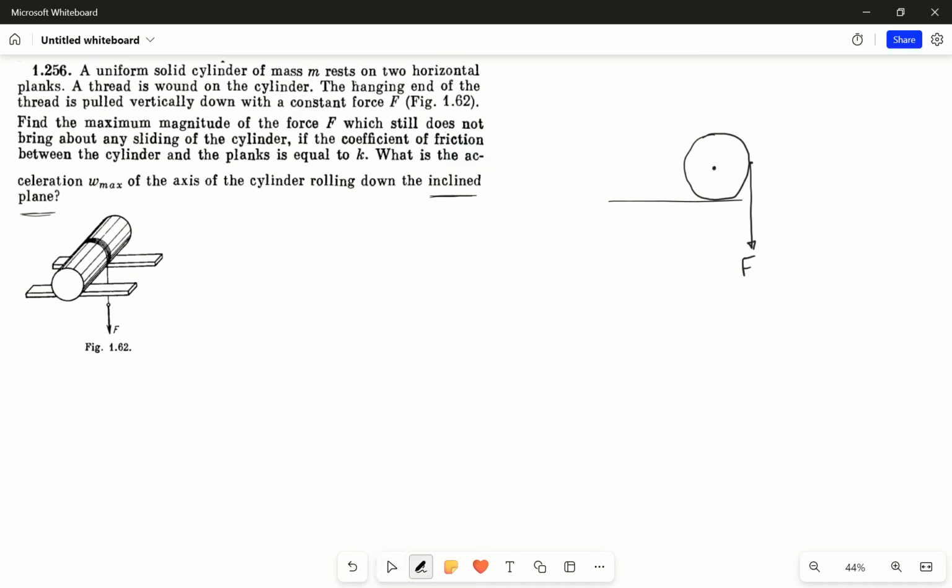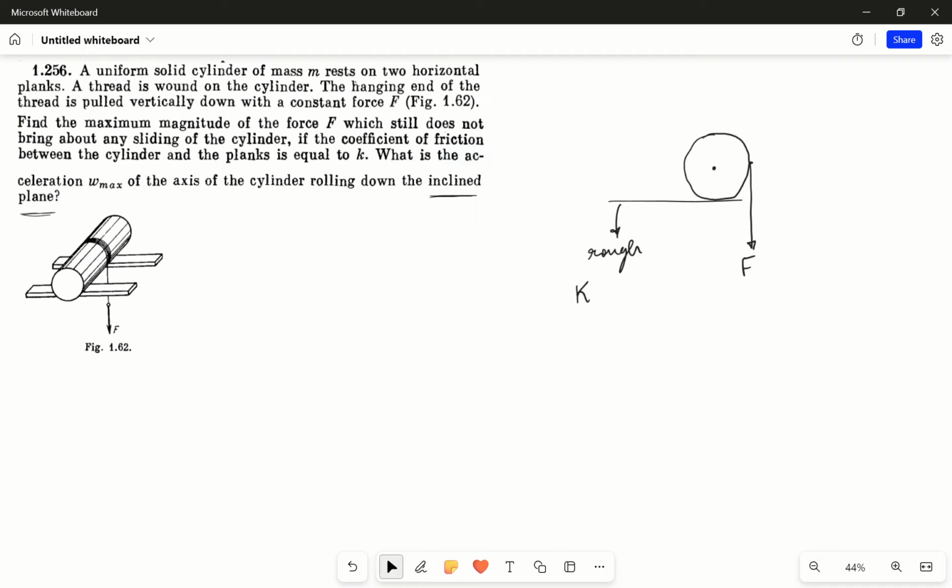So try to imagine what would be the motion of this cylinder, and will it be purely rolling, or will it start sliding after some time? So let's try to imagine that. As this is a rough surface, there is friction on it, and the maximum coefficient of friction is K, right?